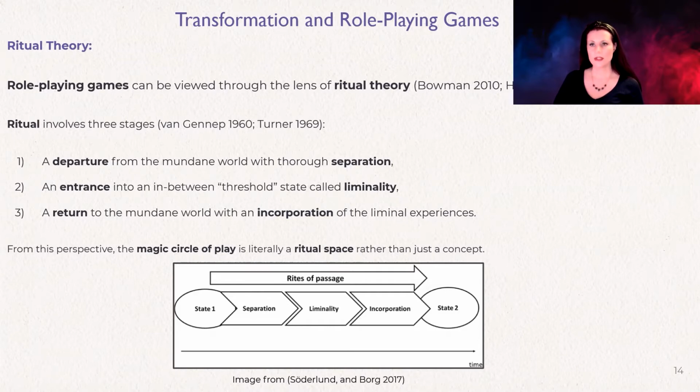So the idea in ritual is that the ritual itself probably has some sort of component that we take with us when we leave. So from this perspective, the magic circle of play is literally a ritual space rather than just a concept or a metaphor. And here we have an image of sort of the trajectory of a rite of passage with the first state, then the separation and liminal and incorporation phases, and then the second state. Again, this is transition.